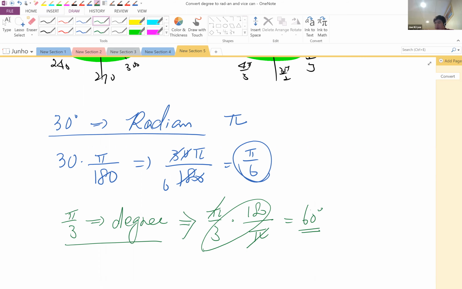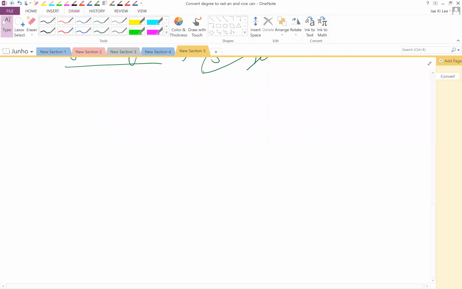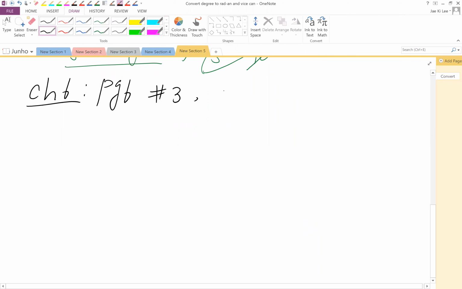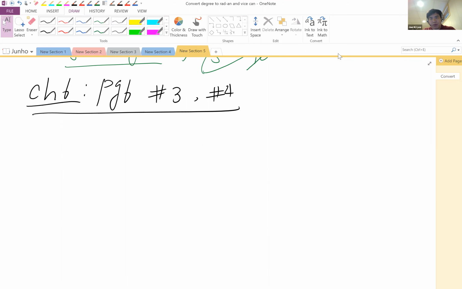Okay. Now I'm going to give you some time to complete converting the values. Page 6, chapter 6. So let's figure out number 3 and 4. I'm going to give you about 10 minutes, and then we start reviewing together.